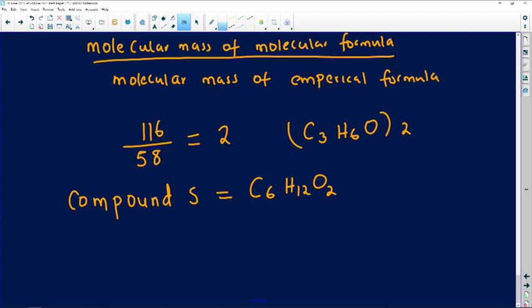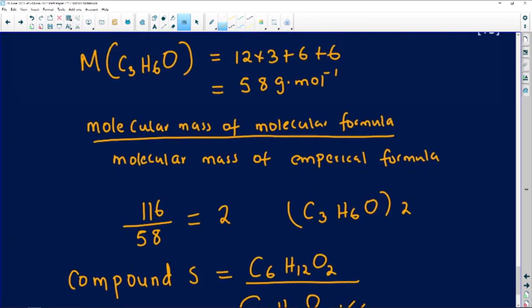Remember that our alcohol there had 4 carbons. Now I have 6, meaning that the remaining carbons are going to be 2. So the molecular formula now will be C2H4O2. This is the molecular formula.